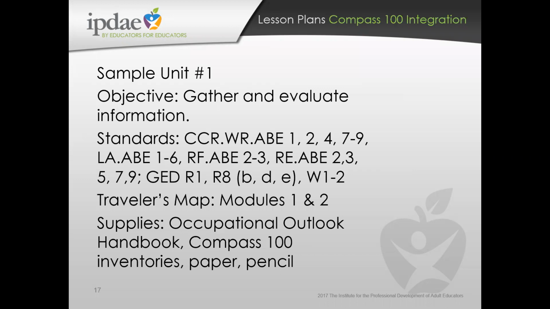All you need for this is the Occupational Outlook Handbook, Compass 100 inventories, paper, and a pencil. These are all things that were supplied to the sites. You should have all of these things. You have Occupational Outlook Handbooks. You definitely have Compass 100 inventories, and if you're running low, you know to contact Mr. Richardson. Pencil and paper should be readily available. Our objective is to gather and evaluate information, which is the first step.